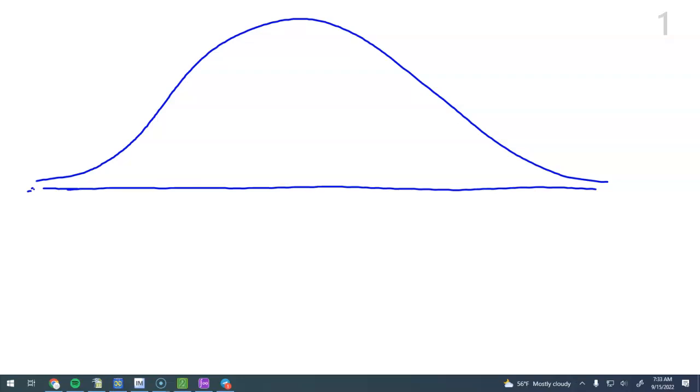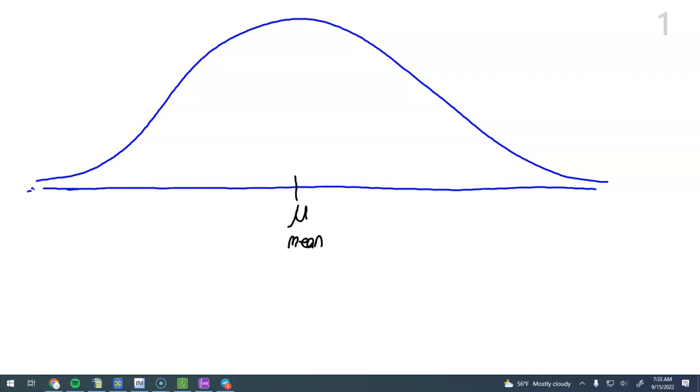The taller this is, it's like a frequency thing. The taller this is, the more often it happens. The shorter this is, the less often it happens. The middle is the mean. So that mu means mean.